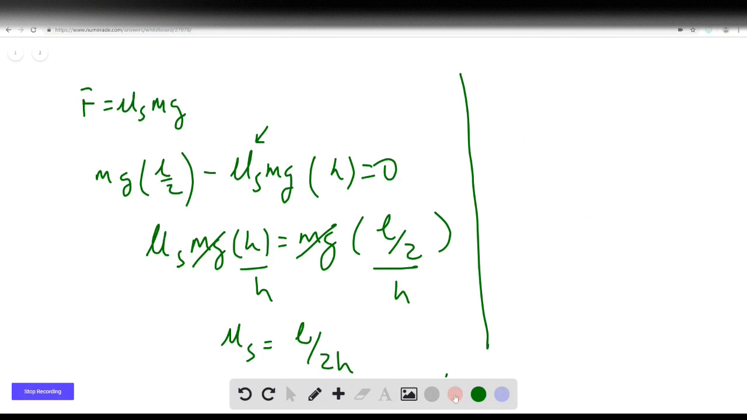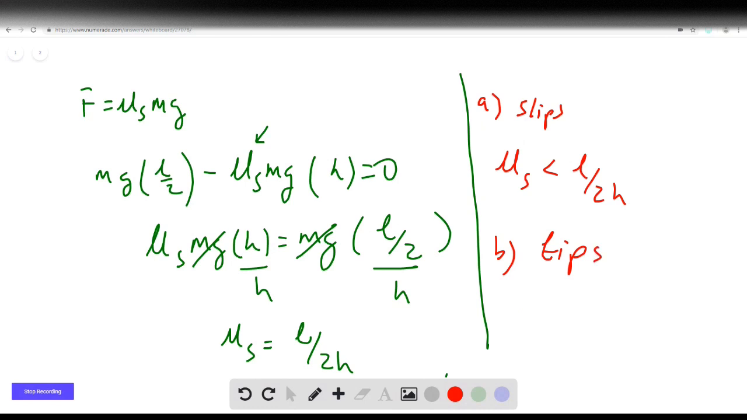But that's just part of the problem. In part A, if the block just begins to slip, then the coefficient of static friction has to be less than L over 2h. And in part B, if it just begins to tip, then the coefficient of static friction has to be greater than L over 2h.